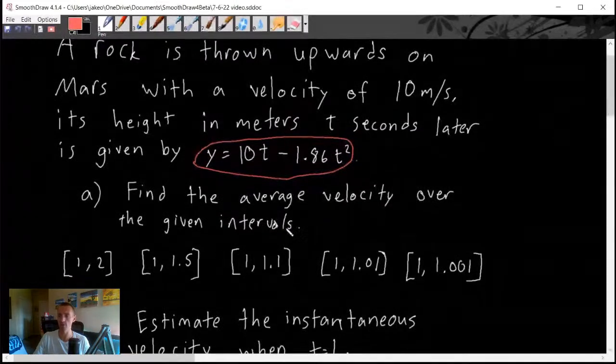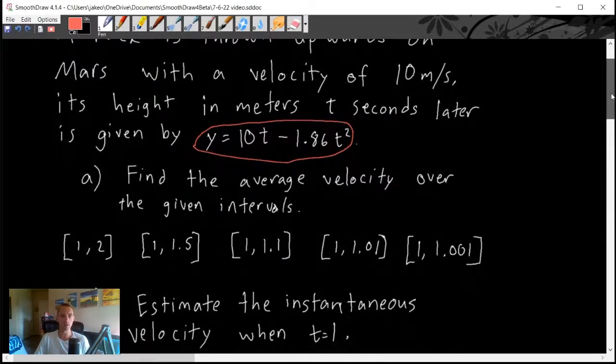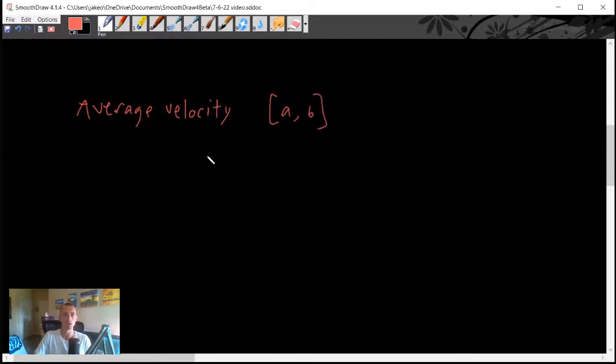Now, when it comes to actually finding these two things, let's start in part A here with the average velocity. How you actually find the average velocity is pretty straightforward. There's just going to be an average velocity formula that you're going to use. So the average velocity formula, if you want to find the average velocity on a given interval, let's just say from a to b, 2 given numbers that you want to find the average velocity over, this is if you have a function that models your position.